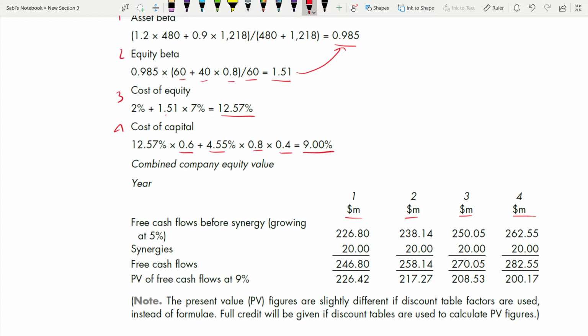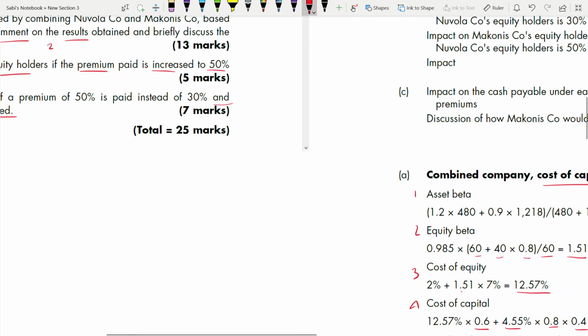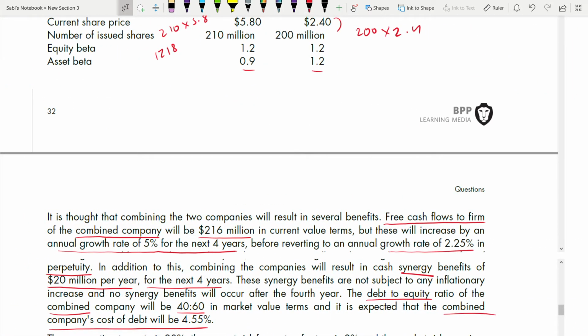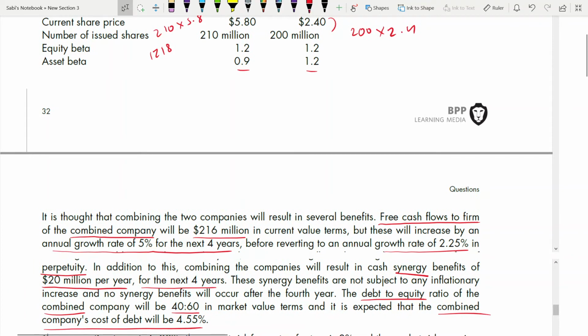Now free cash flow before synergy growing at 5%. What was the free cash flow? It was 226.8. Okay, 216. But this 216 you have to increase it by 5%, right? For the next 4 years, they told this will increase by an annual rate.